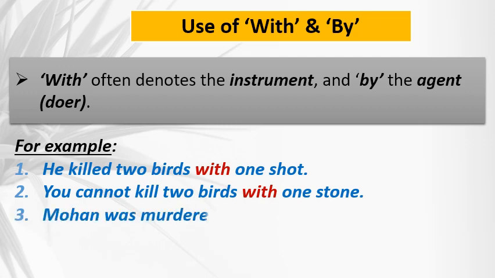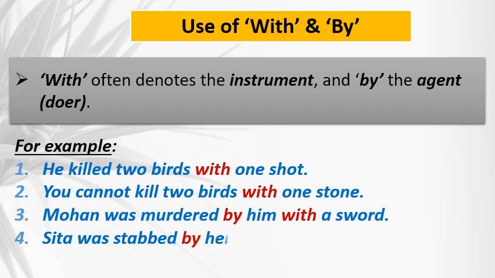Number 3, Mohan was murdered by him with a sword. So here as you can see, by is used for the doer and with is used for the instrument. Number 4, Sita was stabbed. Stabbed means to thrust by her enemy with a knife. Again, by is used for the doer and with is used for the instrument, tool or weapon.